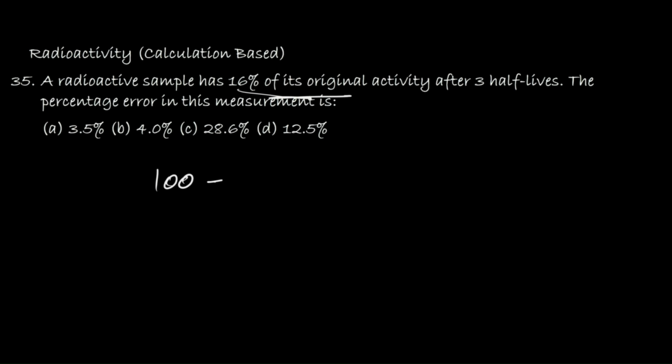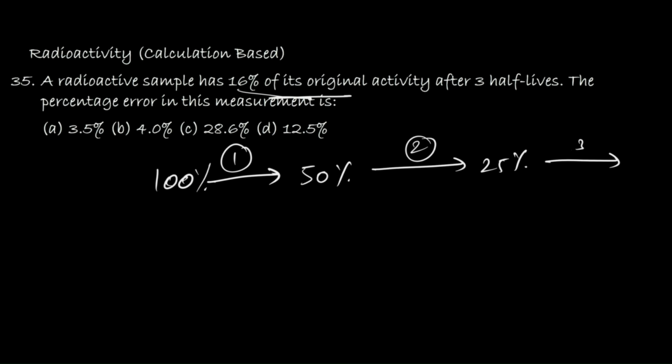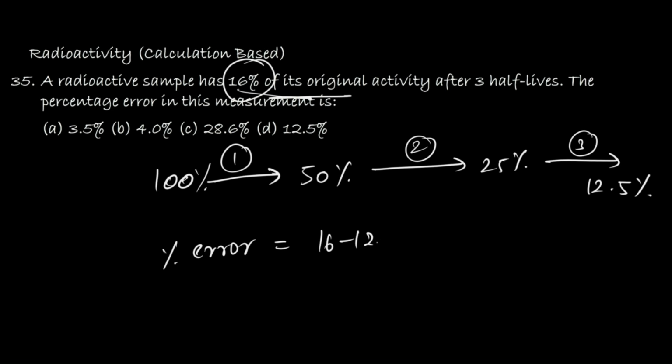After 3 half-lives, from 100% to 50%, that is 1 half-life, 50% to 25%, that is 2 half-lives, 25 to 12.5, that is 3 half-lives. Ideally it should be 12.5, but here I am having 16. So the percentage error is equal to 16 minus 12.5 divided by 12.5, which is equal to 28.6.